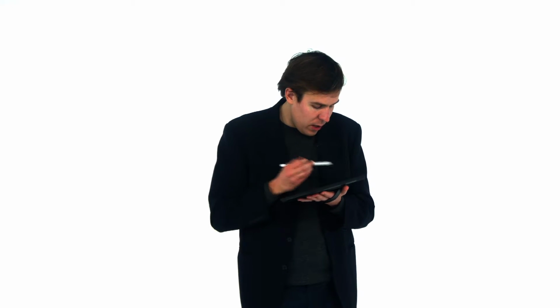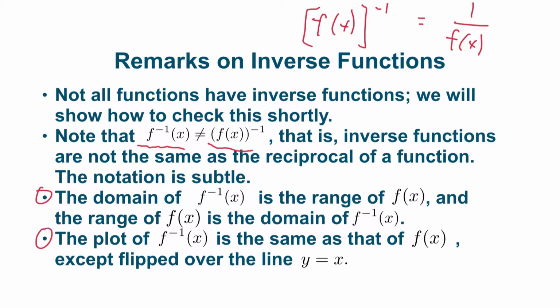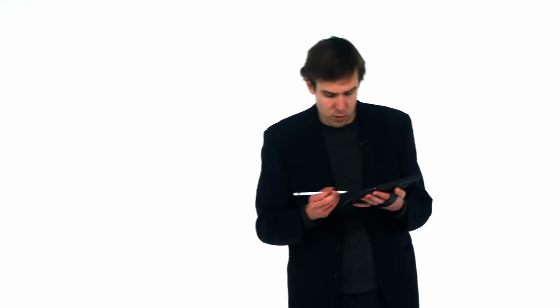Okay, so a cute comment that can be really useful for the CLEP is this. If I have a function with a domain and range, the inverse function has the same domain and range but switched. So the domain of f is the range of f inverse, and the range of f is the domain of f inverse.